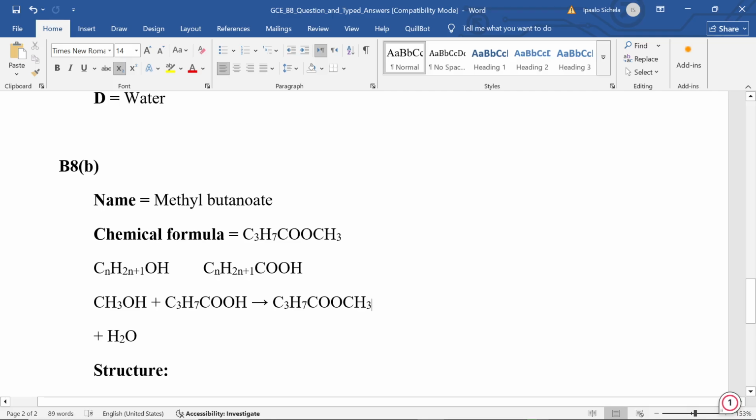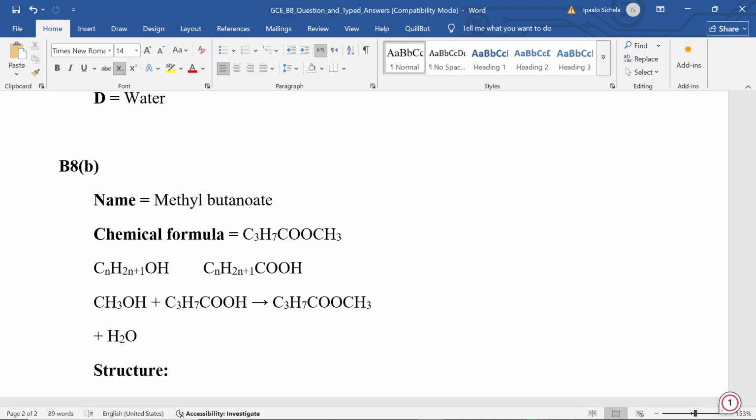Once you combine, then hydroxide plus hydrogen will give you water. So that's how the water is formed. When you add hydroxide plus hydrogen, it will give you water. So we're removing this because esterification results in a byproduct, which is water. So that's how you write the chemical formula of an ester.